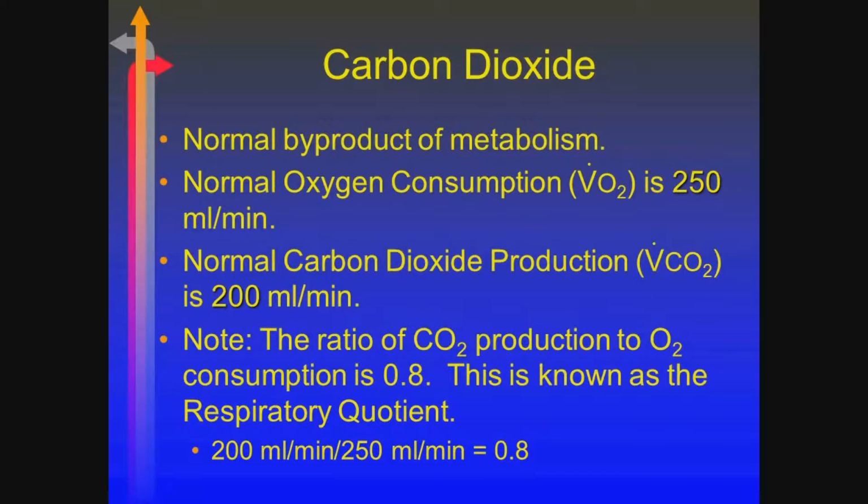The normal amount of oxygen that is consumed is 250 milliliters per minute. If we go back and look at our oxygen delivery, we have the oxygen content of 20 times the cardiac output of 5 times a factor of 10, so it's about 1,000. So we're delivering 1,000, we're only using 250. So we're only using about a quarter of what is available.